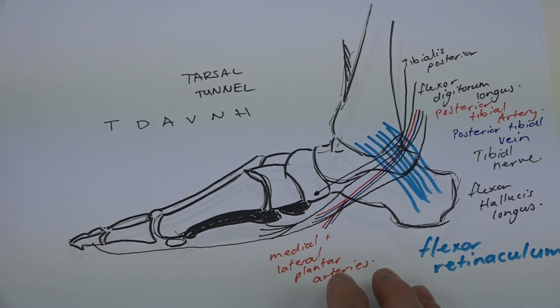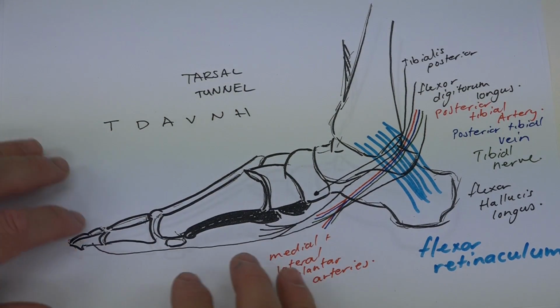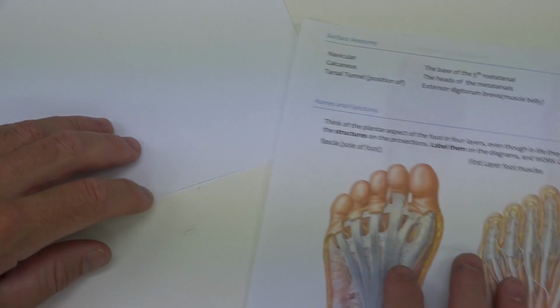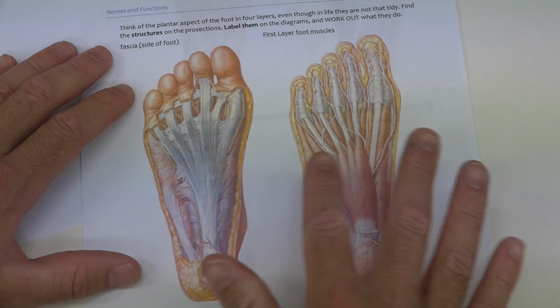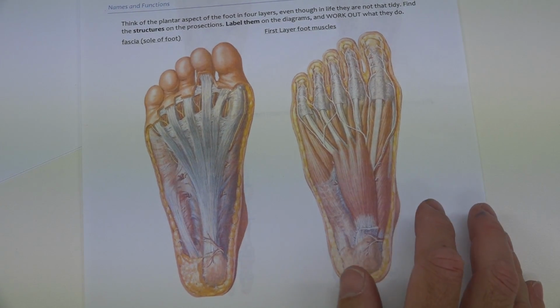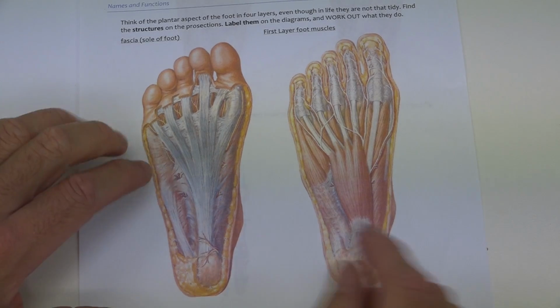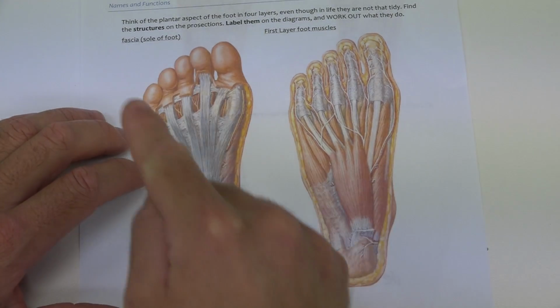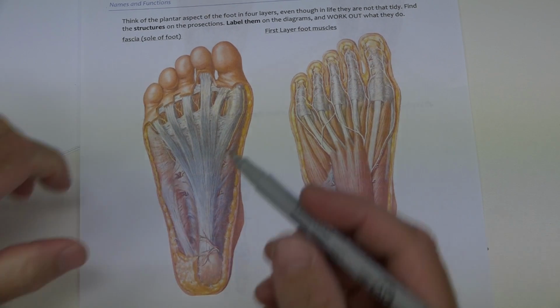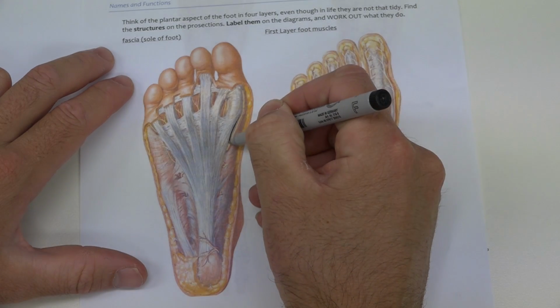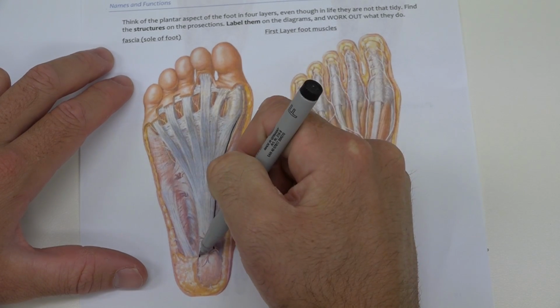So what we can do now is we can have a look at some of the intrinsic structures to the feet. So open up your prac book and you'll see these pages inside your book where you've got to label these plantar aspect images. So what we're going to do here is we're going to highlight some of the specific structures that you can see and talk about them, because these are the types of things that you might be quizzed on.